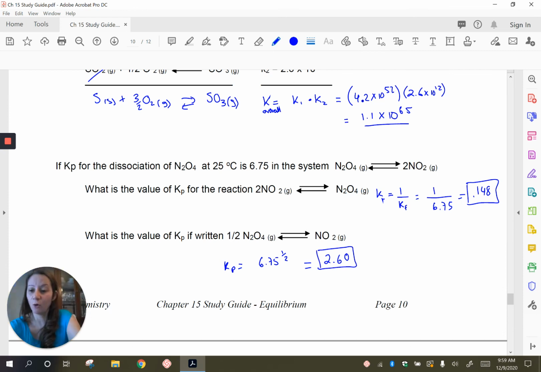So if you know K or Q for a reaction, you can find K or Q for the reverse, or for a reaction that's multiplied by a certain number, or for added reactions together.